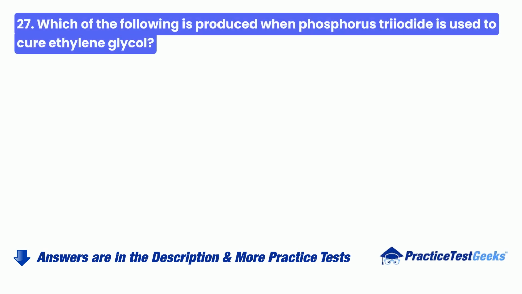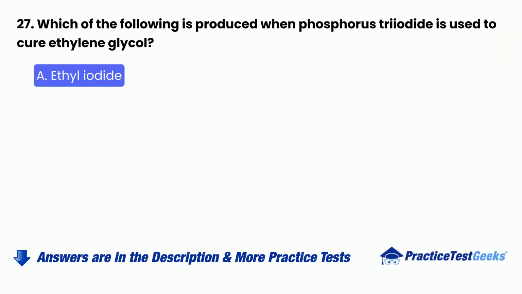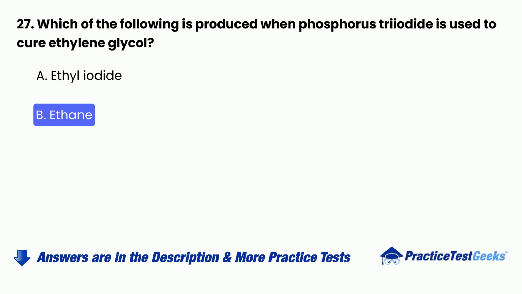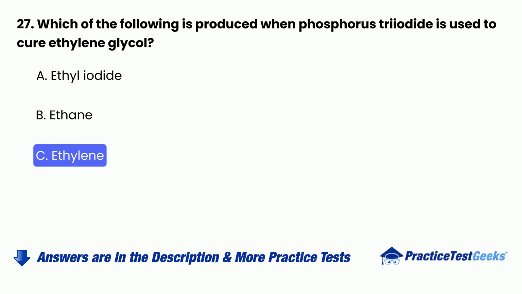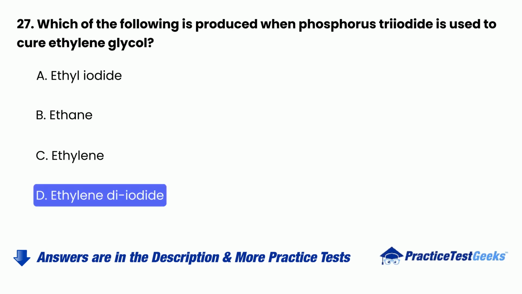27. Which of the following is produced when phosphorus triiodide is used to treat ethylene glycol? A. Ethyl iodide. B. Ethane. C. Ethylene. D. Ethylene diiodide.